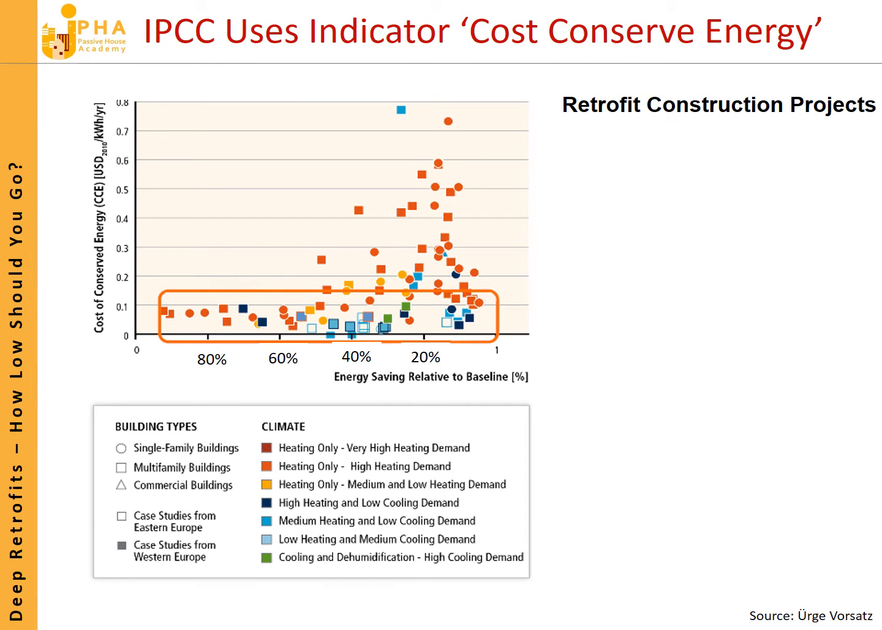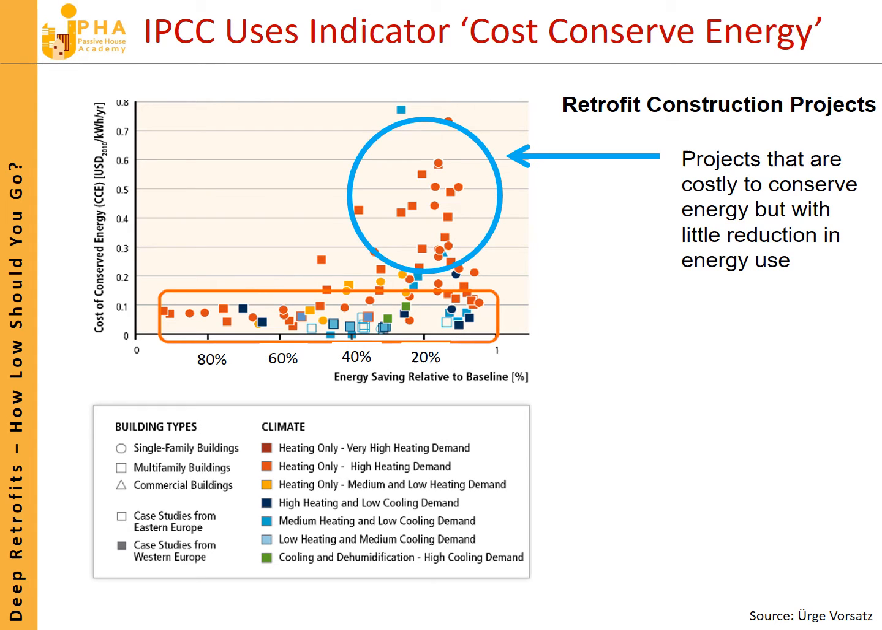The IPCC uses this indicator, the cost to conserve energy, and in the blue circle here we can see projects which don't save very much energy. So on the horizontal axis you can see they're saving around 20% of energy compared to a baseline. But on the vertical axis you can see the cost of conserved energy, and they range from projects which are not so expensive to projects which are quite expensive.